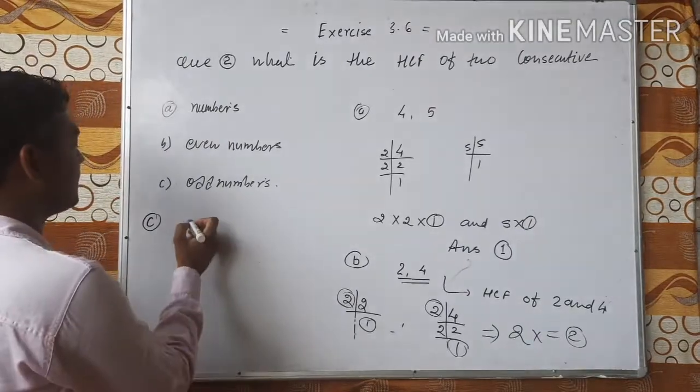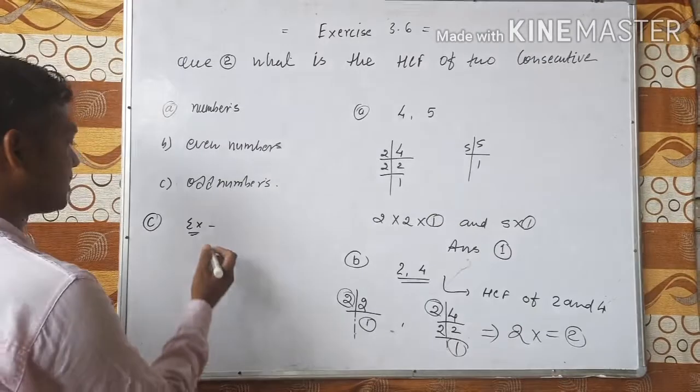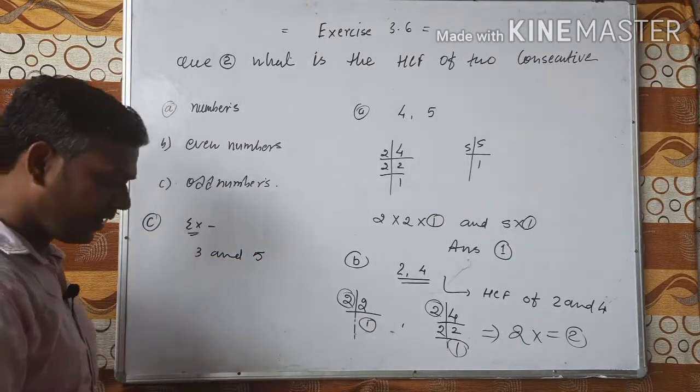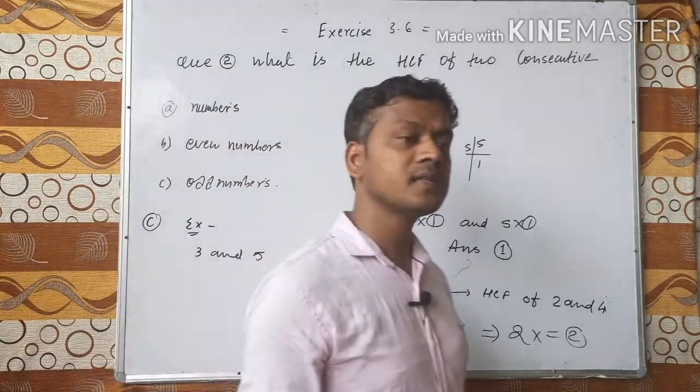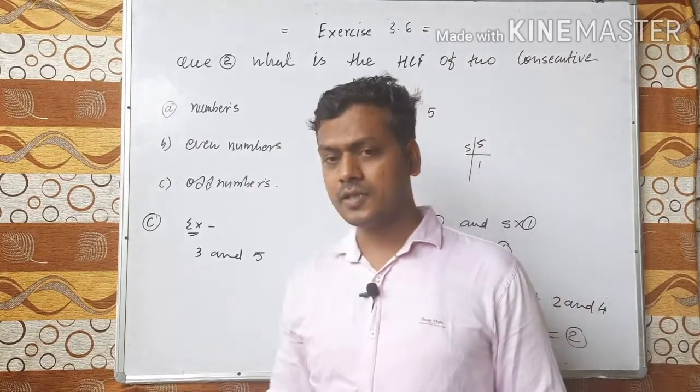So we can write any examples. Okay, that is a consecutive odd numbers. Suppose that 3 and 5. 3 and 5 is a consecutive odd numbers. 3 and 5 is an odd number and continuous है तो क्या हो जाएगा, consecutive odd numbers.